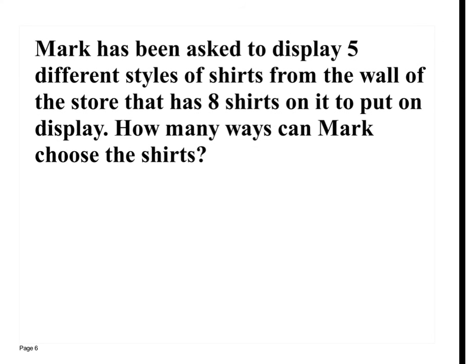So write this down. Alright, so let's do the combination of this. Okay, Mark has been asked to display 5 different style shirts from a wall that has 8 shirts on it. Alright. So how many ways can Mark choose the shirts? So what we do is we use the combination formula, which is N factorial over N minus R factorial, R factorial. So how many total objects can he use? How many shirts can he use? 8, right? 8 different shirts to pick from.